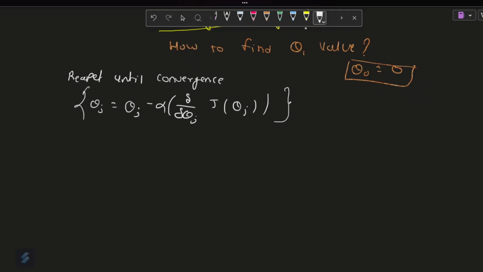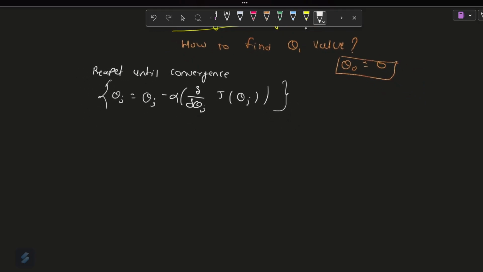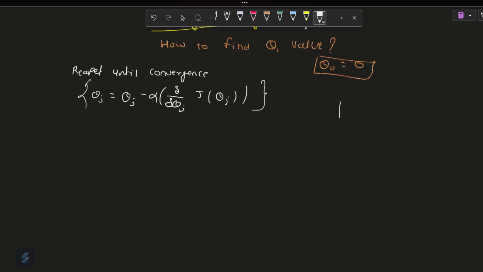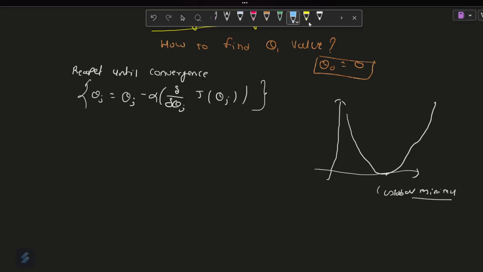So first we plot a graph. Let's consider we have a gradient descent curve, something like that. This is our global minima.